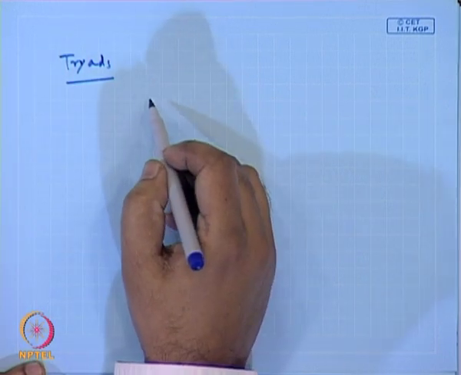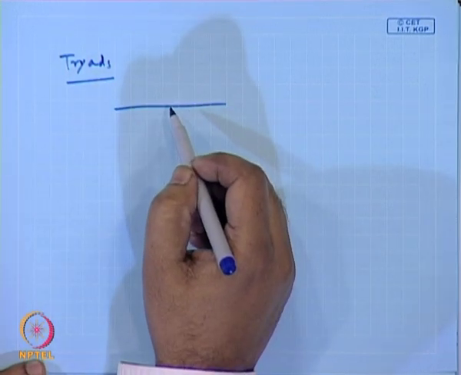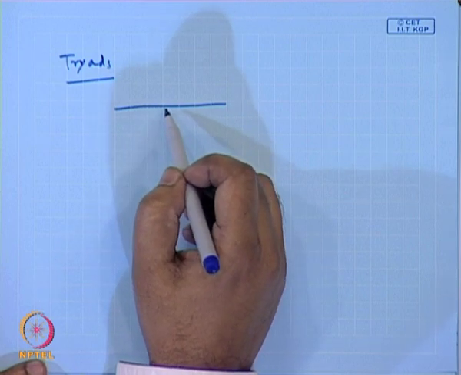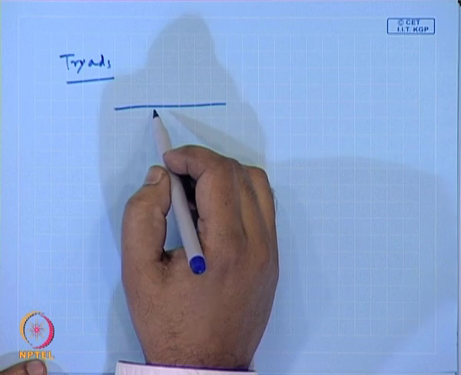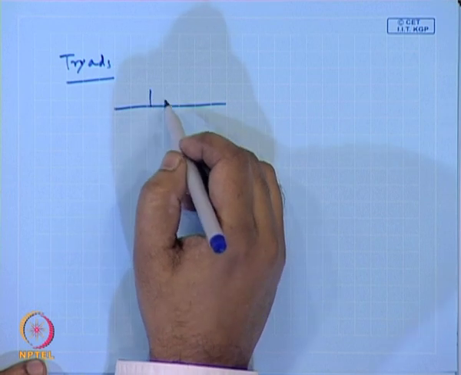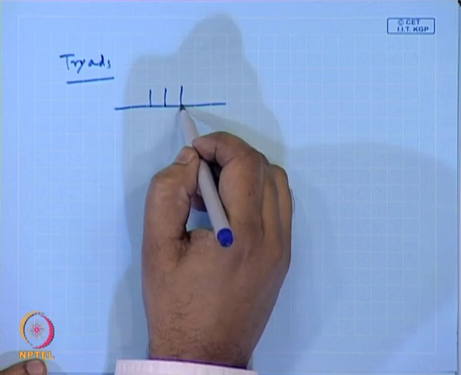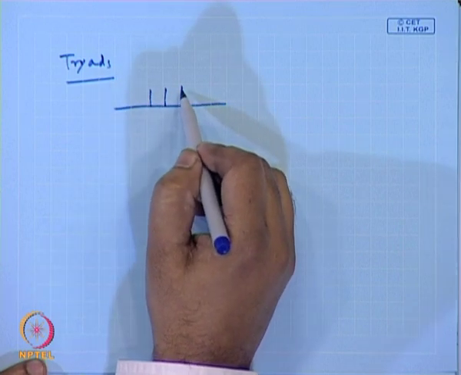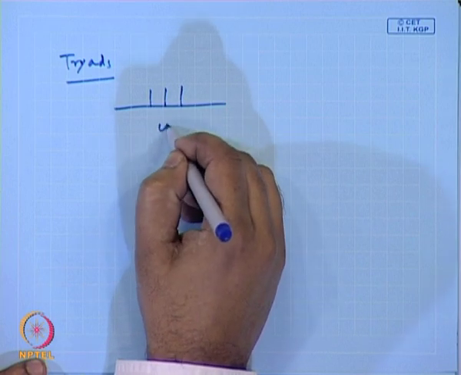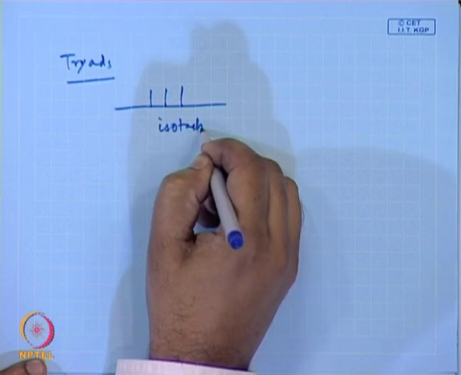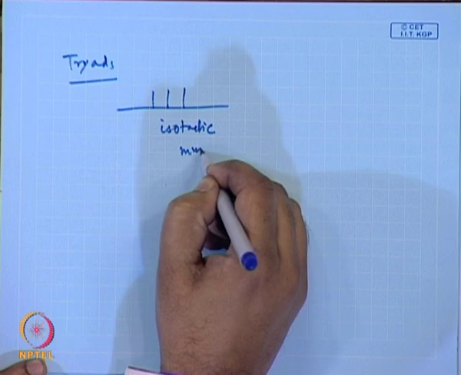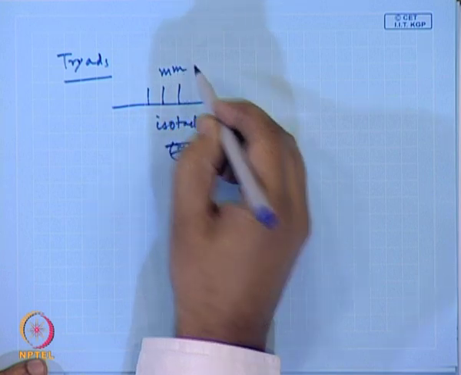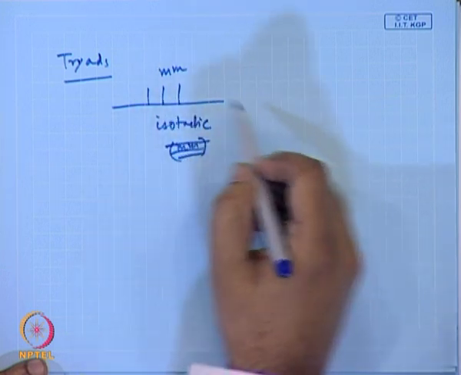Triads, where we are talking about three stereocenters adjacent to each other. Like in this case, you have a meso pair, another meso pair, which actually gives you an isotactic polymer, and we write this as MM. So, meso pair, another meso pair.